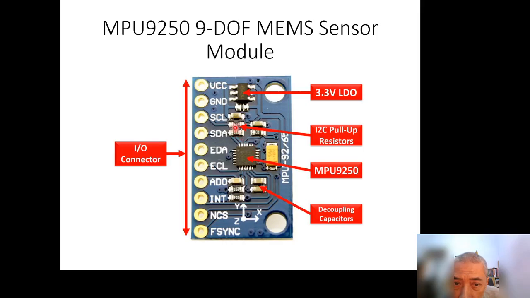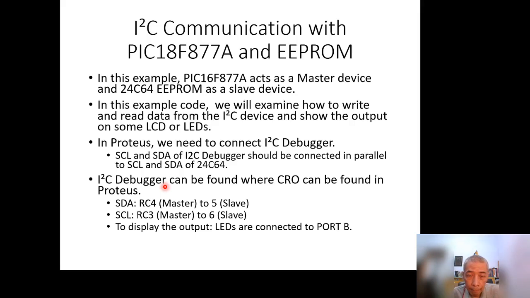They have I2C pull-up resistors, so don't worry, you can connect it directly to the SCL and SDA. And this is the MPU-9250, and this is the decoupling capacitor to protect this circuit from the ground. And this is the I/O connector. As you can see, you can use the SCL, SDA, and also the address pin to configure the address. So that's the example.